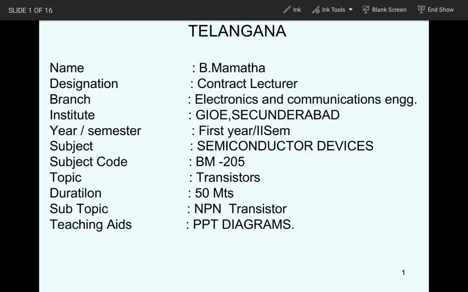My name is Mamta. I'm going to teach you today about the NPN transistor. The main objective of today's topic is the working of the NPN transistor.